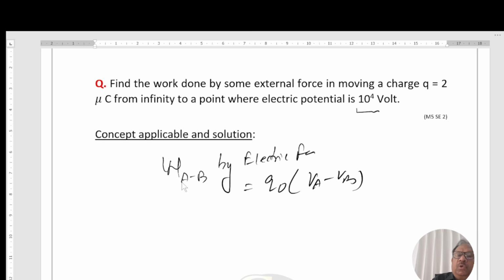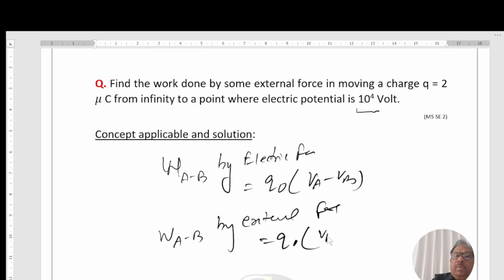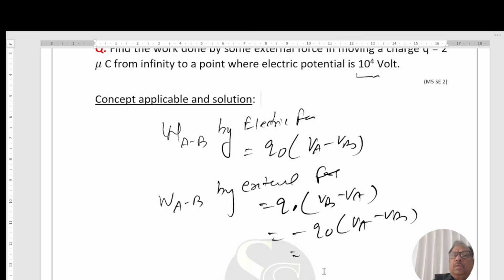For work done from A to B by external force, that is Q naught into VB minus VA, or you can say minus Q naught into VA minus VB, that is the negative of work done by electric force.